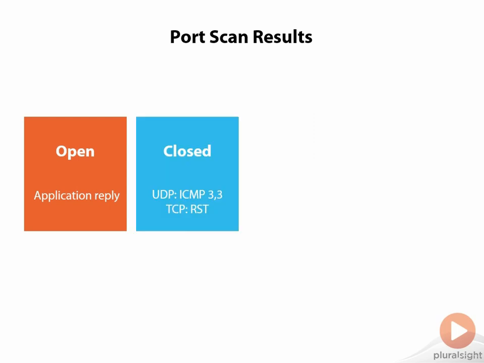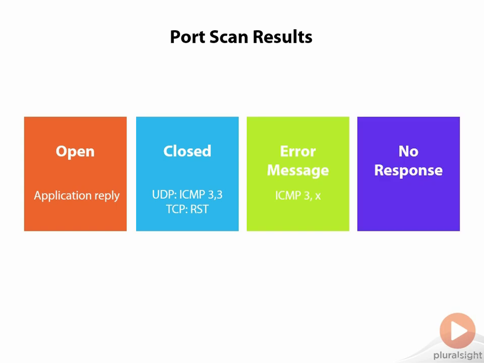We could receive an ICMP port unreachable error or reset packet, which indicates that the port is closed. We could receive an ICMP error message from an intervening router, which indicates that communication with the system or port is prohibited or filtered. Or lastly, we could hear nothing back. For each of these scan types, we'll investigate each of these 4 results.